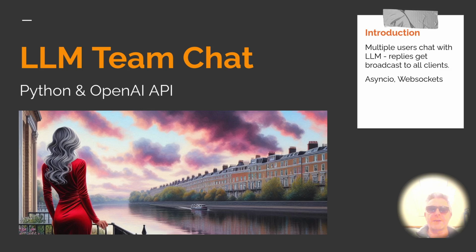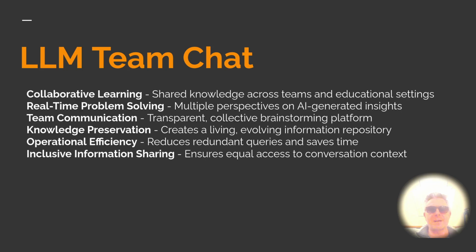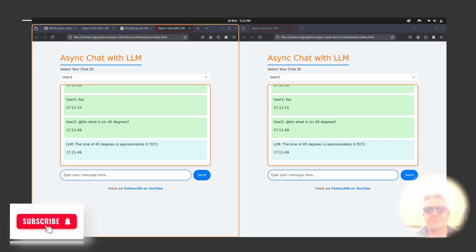We're using Python, the OpenAI API, Asyncio, Websockets. So why do you actually want to have multiple users see the responses in an LLM chat application? Here are some reasons. You want to share the knowledge across teams. You might want to have multiple perspectives. So one person asks a question, and then that prompts another person to think of an additional question. It's brainstorming. It's an evolving information repository, reduces redundant queries, saves time. So it saves 2 people asking the same question.